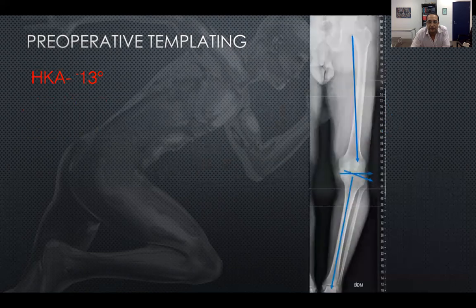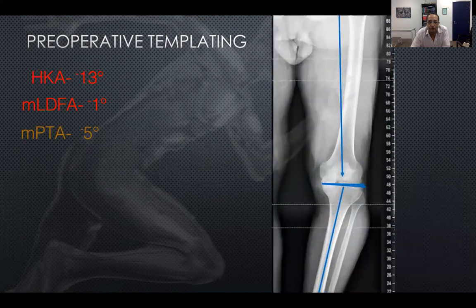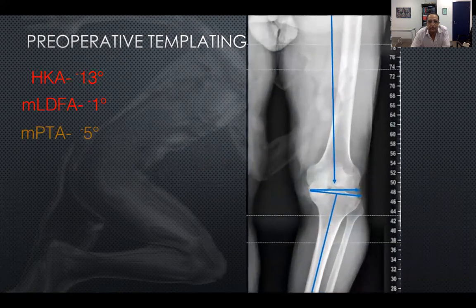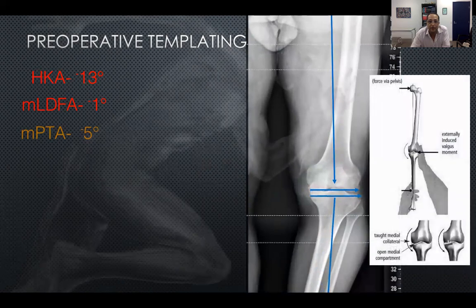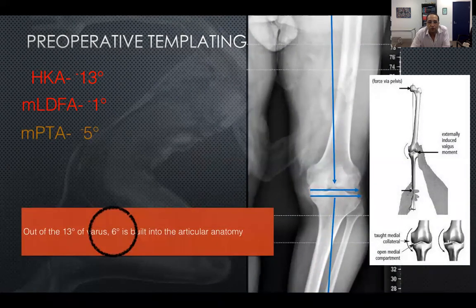What does that mean? If you look at this patient's constitutional alignment, and if you were to correct this patient for the pseudo-laxity on the medial side, you would still have a varus knee of 6 degrees. This patient was never straight. The articular bony anatomy is dictating that this patient has a varus alignment of 6 degrees. Now, to get this patient straight, you would have to release ligaments. And that's the mechanical alignment philosophy.